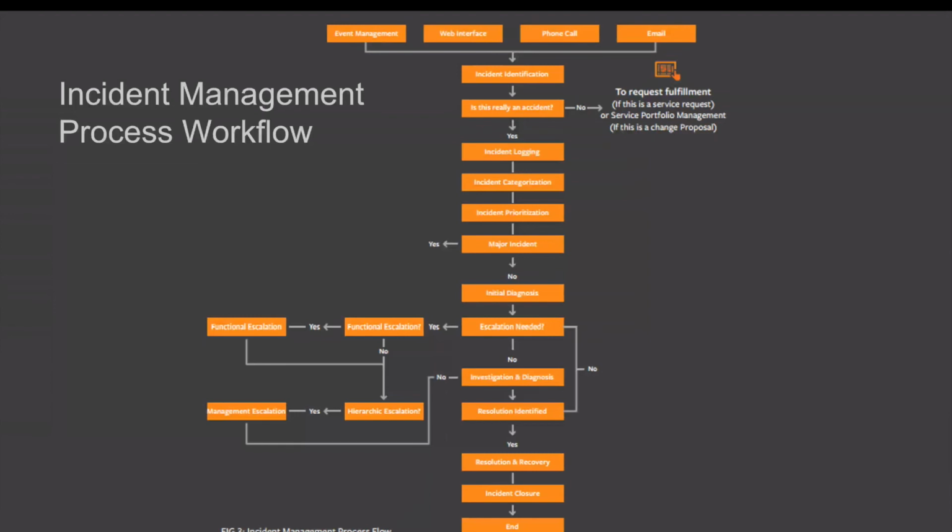Afterwards, we need to log the incident, categorize it, and determine a prioritization level. Is it a major incident? Is it going to affect the core business? Is this a low, medium, or high priority incident? Afterwards, we attempt to diagnose the issue. We determine whether or not we need to escalate it. And this particular part of the graph gives us a nice flow chart and walks us through that process. If the incident has been resolved, we finish up with incident resolution and recovery, and finally, closure.